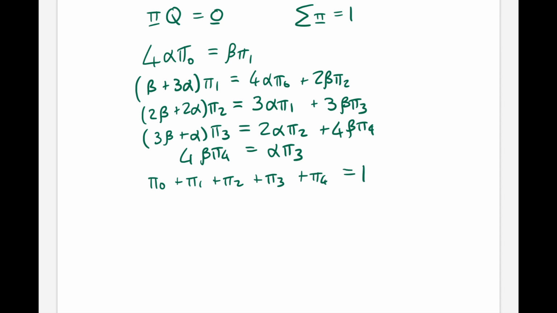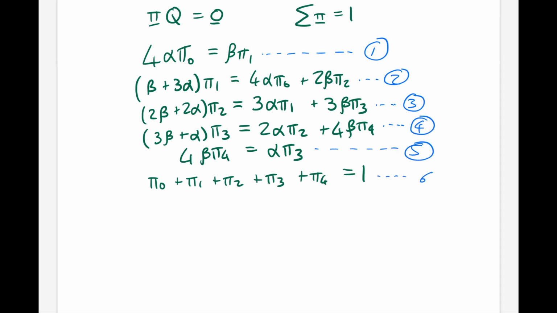In order to solve this, we need to do some algebraic manipulation. So let's label these equations so that we can refer back to them. This should be labeled 1, 2, 3, 4, 5, and 6. The tactic to solve this will be putting everything in terms of one of the variables.